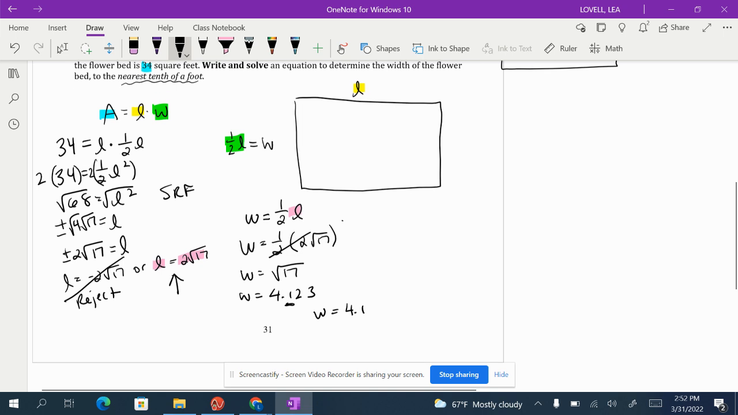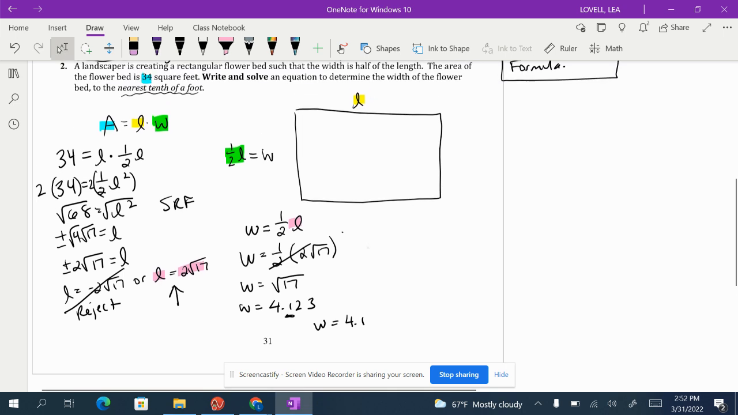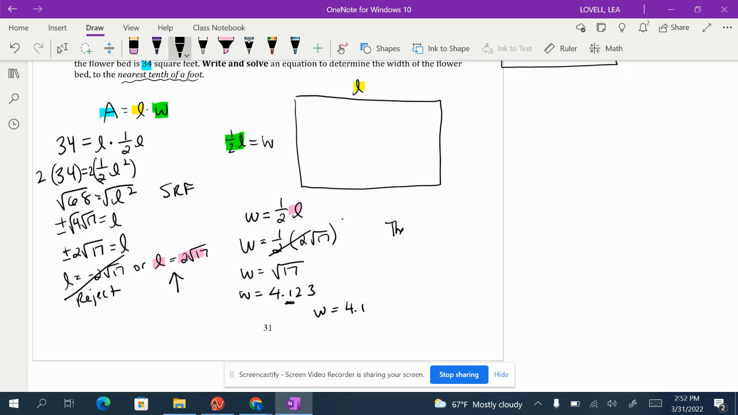Let's write our answer in a nice little sentence here. We have the width of the flower bed. That's it.